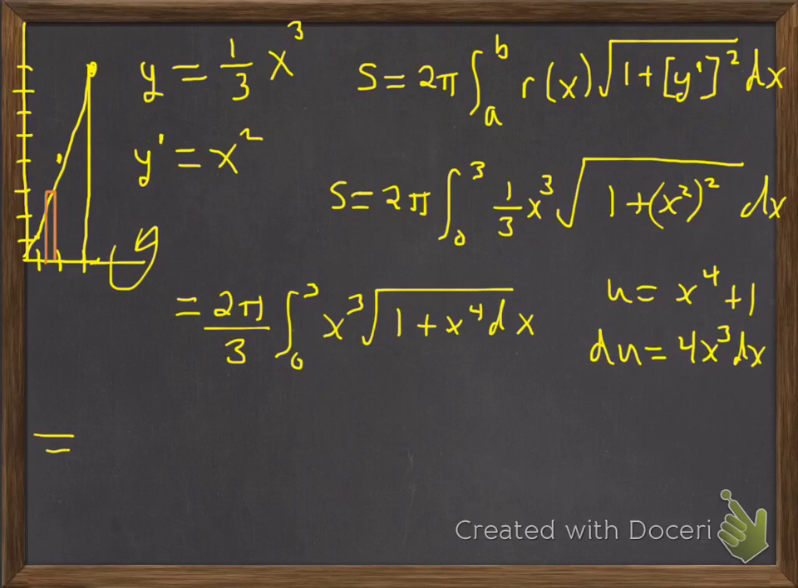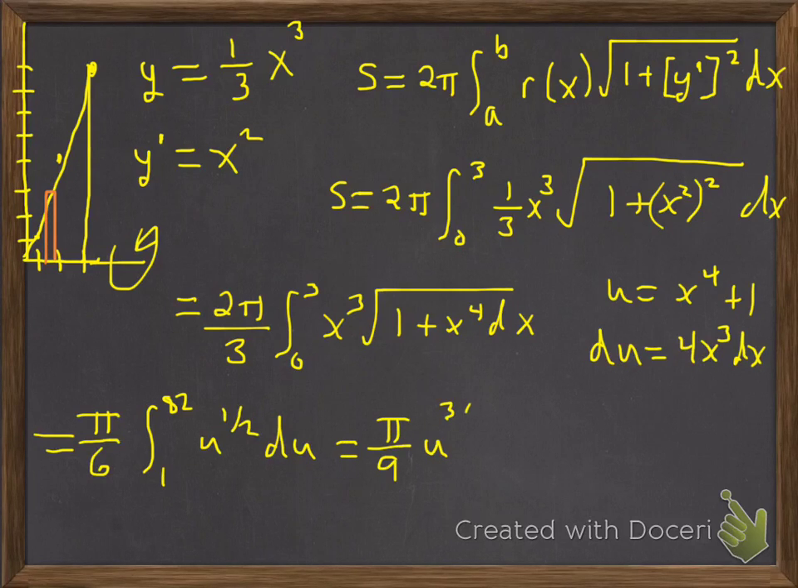Okay. So we'll get pi over 6 integral from, and I went ahead and swapped my limits also. So if we plug 0 in, you're going to get 1, and then if you plug 3 in, 3 to the 4th is 81 plus 1. So I swapped my limits when we did the U-substitution. u to the 1/2 du.